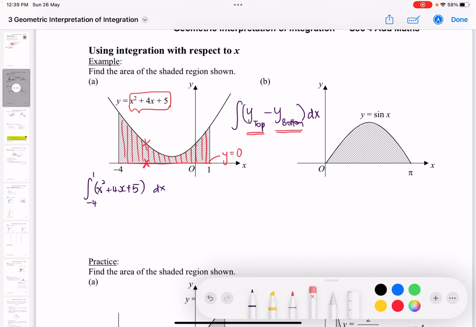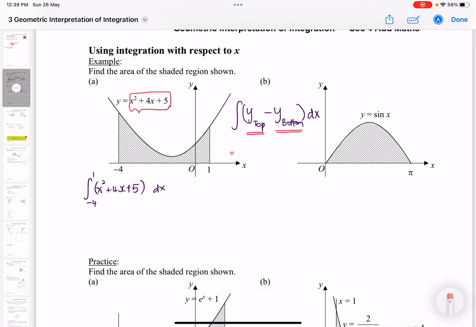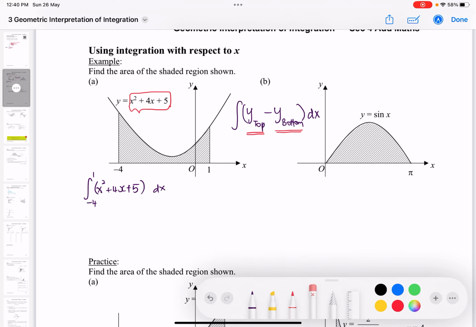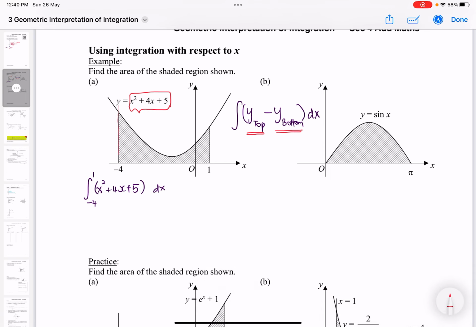Now, how do we decide the limits? You can look at where this shaded region is. The boundaries for this shaded region are from here to here, so from x equals negative 4 to x equals 1. So that's how you determine the limits. Okay, the next step would be to do the integration. In this case, we have 3 separate terms added together. So we can integrate each of these terms by increasing the power and dividing by the new power.